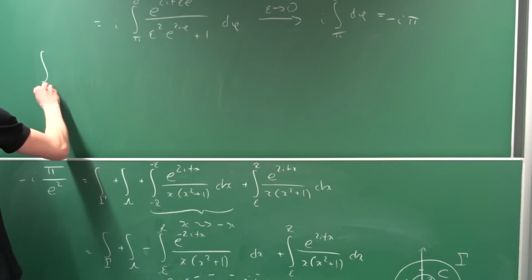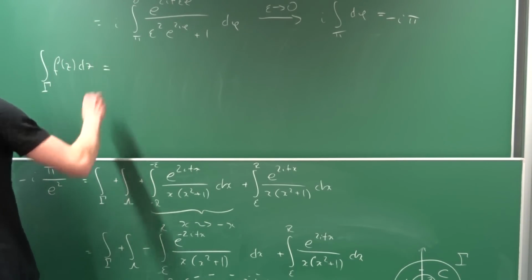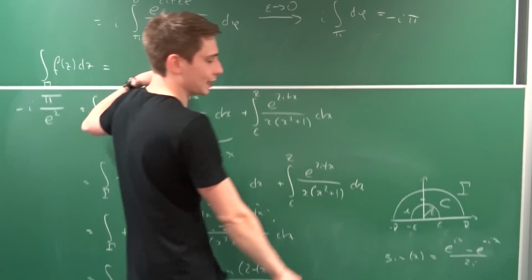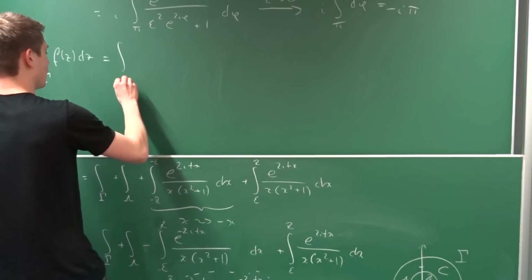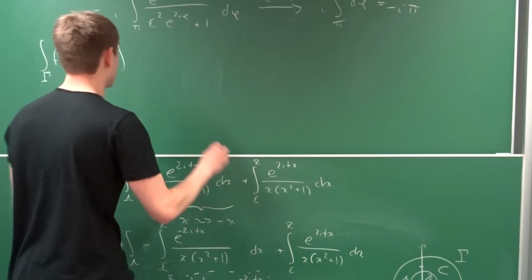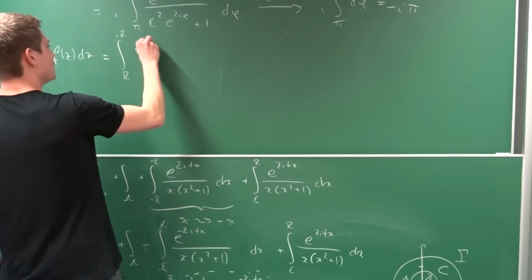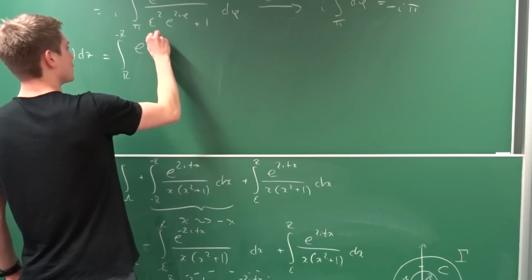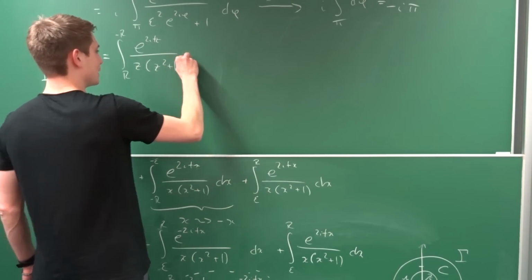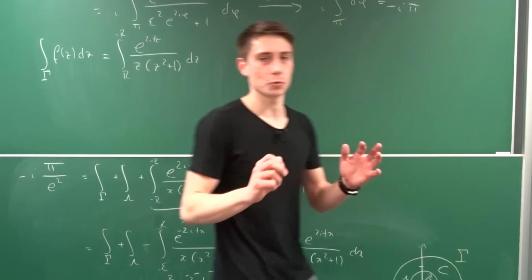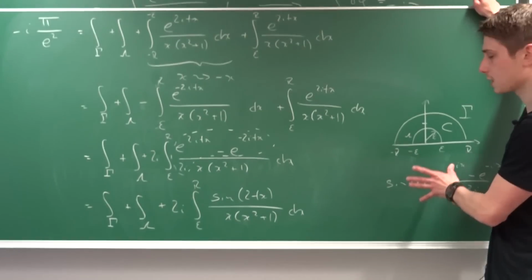So we want to study gamma now. But what exactly is gamma? Well, our gamma goes from r to minus r. So those are our upper and lower bounds. Oh, I can't speak English. Upper bounds from r to minus r of e to the 2I t times z over z squared plus 1 dz.